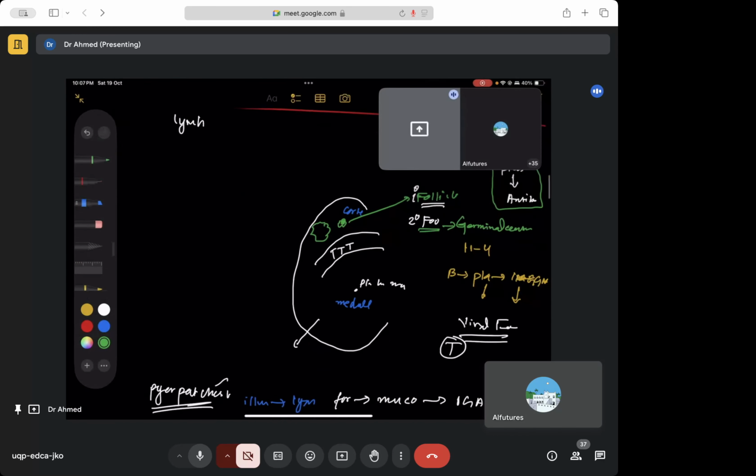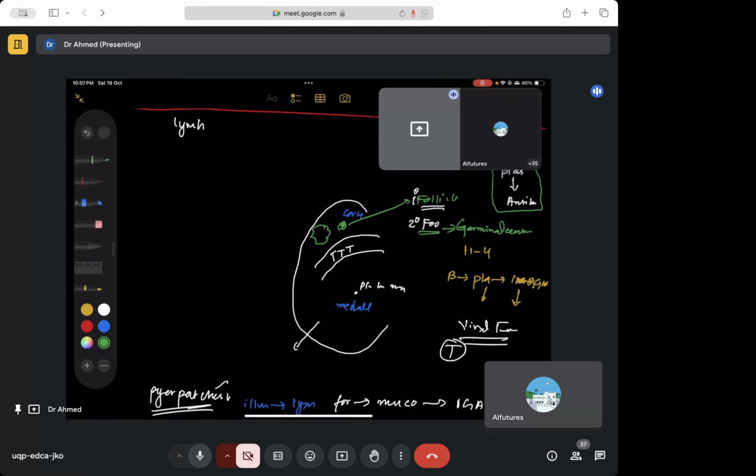Dr. Futures, the follicles are basically of two types, primary and secondary. Can you tell me, in primary follicles, which kind of B cells are present, activated or inactivated, or dormant? Inactivated. Secondary follicles are also known as germinal centers, right?